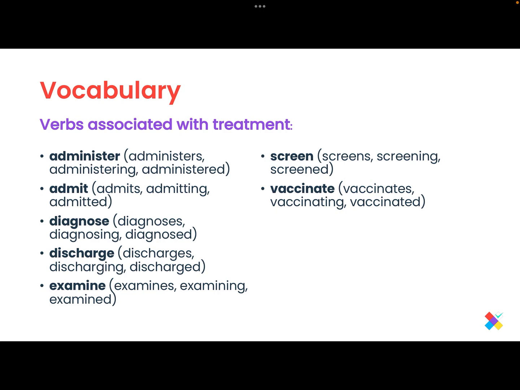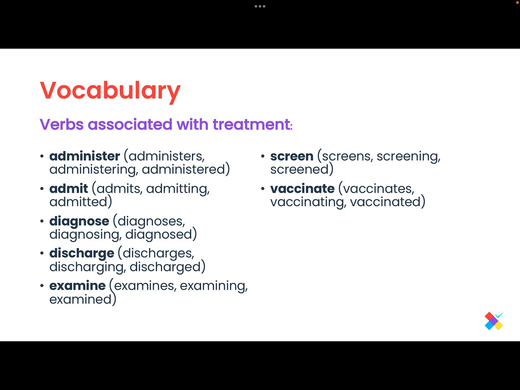Vaccinate. A vaccine is a harmless form of the germs that cause a particular disease. If a person or animal is vaccinated, they are given a vaccine, usually by injection, to prevent them getting the disease. For example, dogs must be vaccinated against distemper.